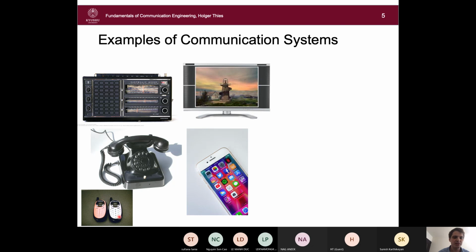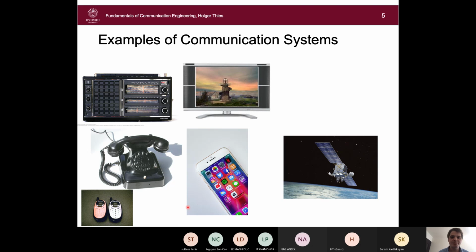Maybe you have seen a walkie-talkie before. A walkie-talkie is similar to a phone, but the difference is that you always have to press the button to talk, and if you don't press the button, you cannot talk, so only one person can talk at a time. Another example is the communication satellite. And of course, a big example is also computer networks. There can be many different types of computer networks, but they are all communication systems.